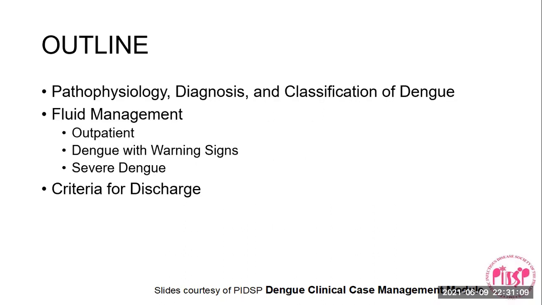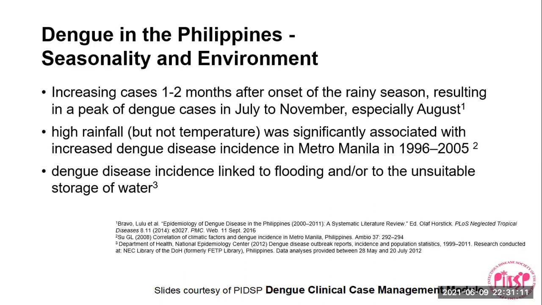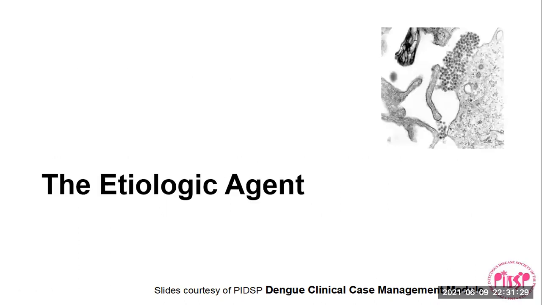This afternoon, this will be the outline of our lecture. So we know that dengue in the Philippines has a seasonality and is affected by the environment. Its cases occur year-round, but cases peak during the rainy season. And high rainfall, as well as flooding and unsuitable storage of water, are linked with increased incidence of the disease.